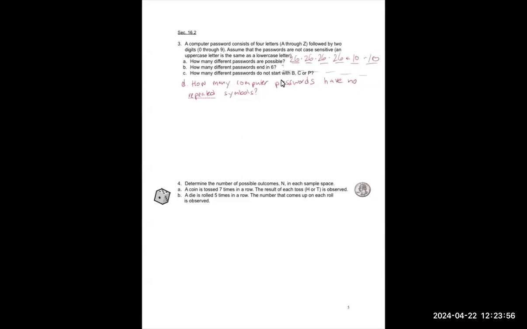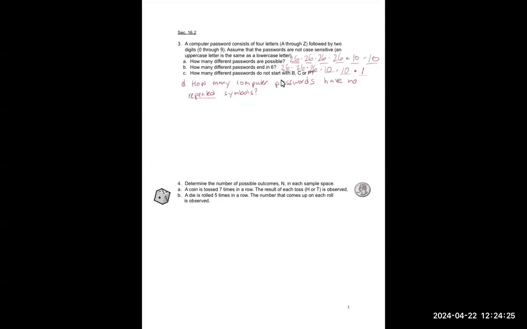So I get to choose any of the three numbers I want. So 26 times 26 times 26, and then times 10 times 10. And these numbers can be whatever they want. But then the last one, we have no choice. It has to end in a 6. So it's just times 1. We have one choice of all the digits there are to choose from. So it's going to be equal to 26 times 26 times 26 times 10 times 10 times 1.